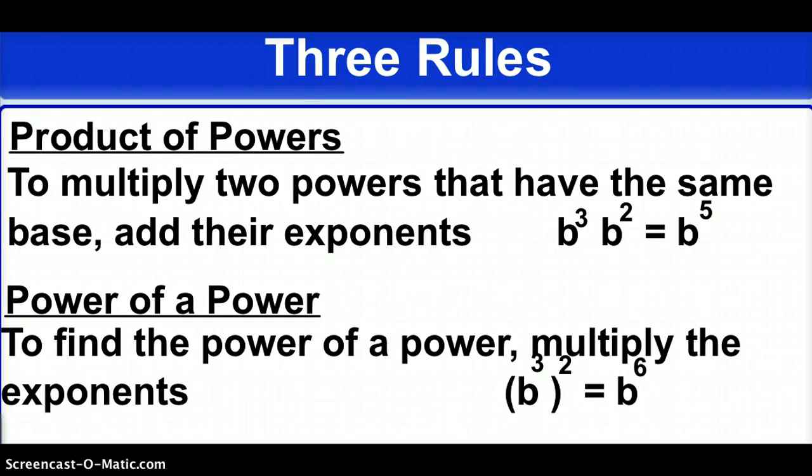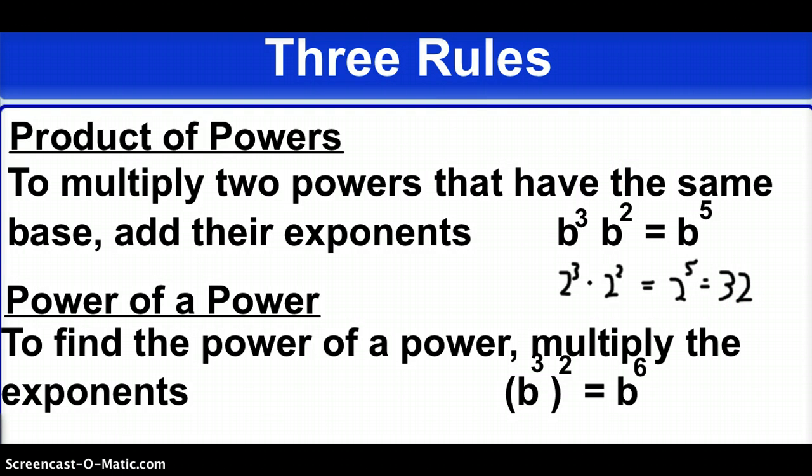So again, just to restate that, if we said 2 to the third and we multiplied that times 2 to the second, that would equal 2 to the fifth, which is the same as 32. Notice how it's not 2 to the sixth, it's 2 to the fifth.